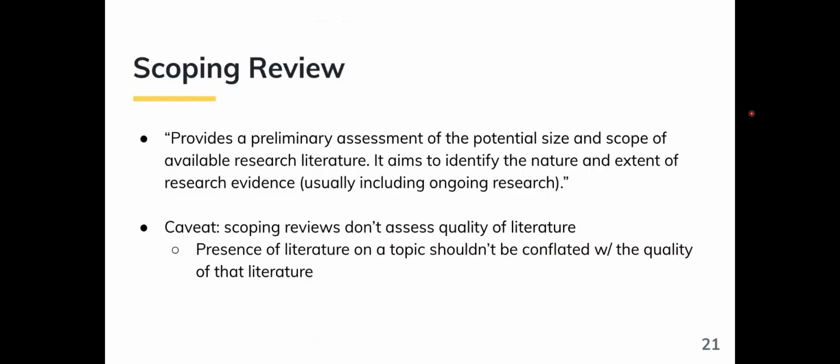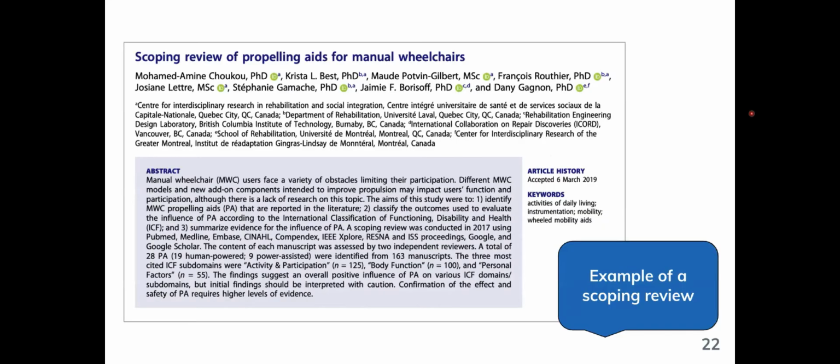Next is a scoping review. So this is a more comprehensive type of review. It basically provides a preliminary assessment of the size and scope of available research literature on a topic, including ongoing research. So the big caveat with scoping reviews is that they do not assess the quality of the literature, they are assessing quantity of the literature. And presence of literature or quantity of literature on a topic doesn't necessarily mean quality. So that is a big caveat. So here's an example of a scoping review that was done related to propelling aids for manual wheelchairs.